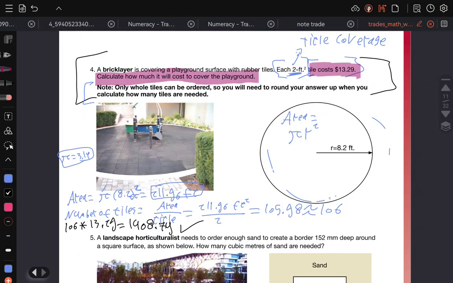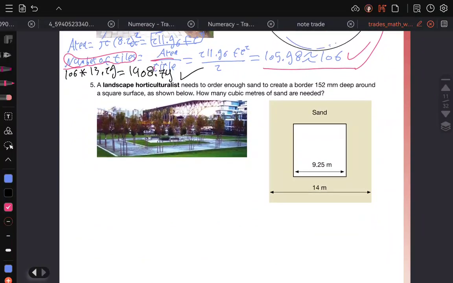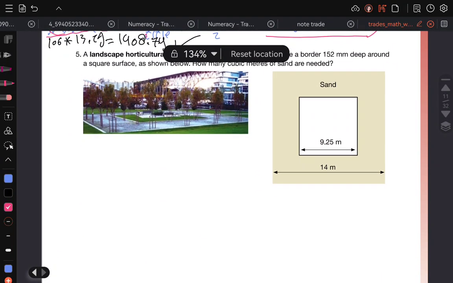The main thing about this question is just to know the area, and once you find the area, you get the number of tiles by just doing area divided by the tile coverage, which is 2. And then just multiply the result by the cost. That's it. Now let's go to question number 5.